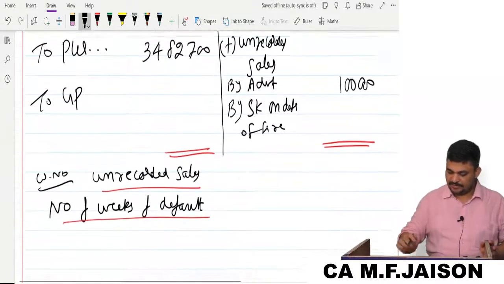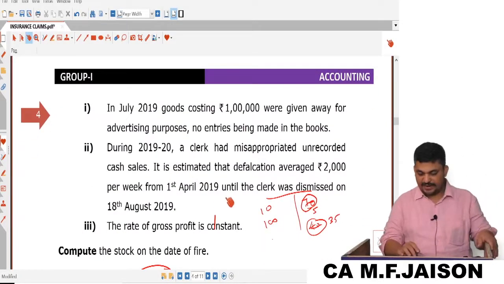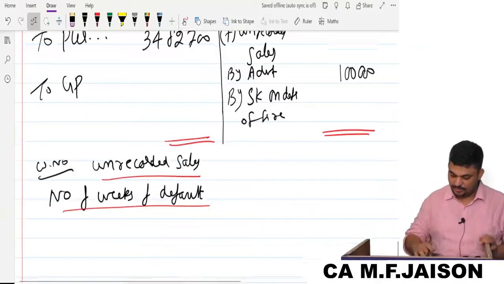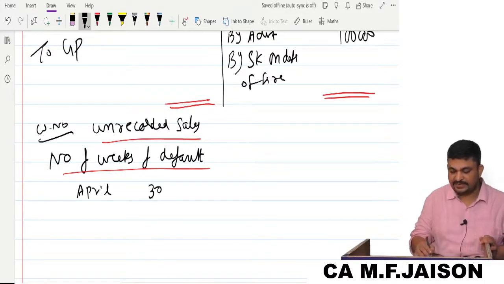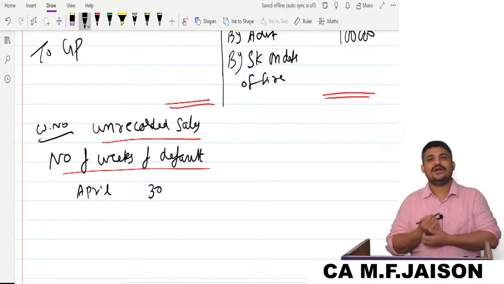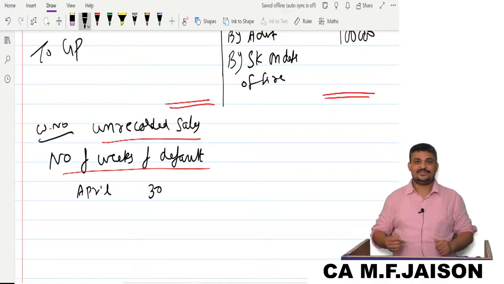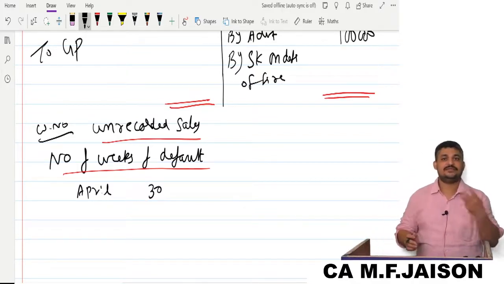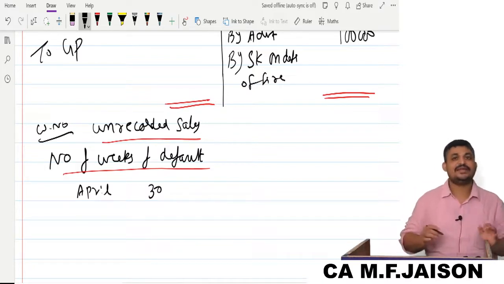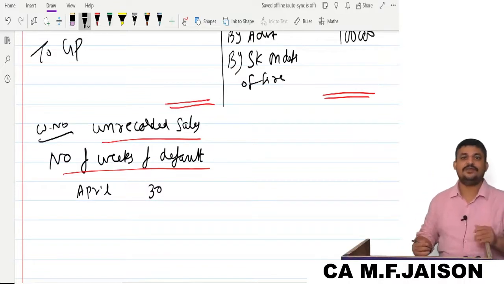Anyway, coming back to this, it's given that he has been doing this from 1419 until he was dismissed on 18th August 2019. So we find that April 30 days default. See, we can't calculate like 1 month equal to 4 weeks always. It will be like 4.2 weeks, 4.3 weeks, 4.5 weeks. If you take 3 months, it will be 13 weeks. So let's be very clear about the days and divide by 7. We know that a week has 7 days.